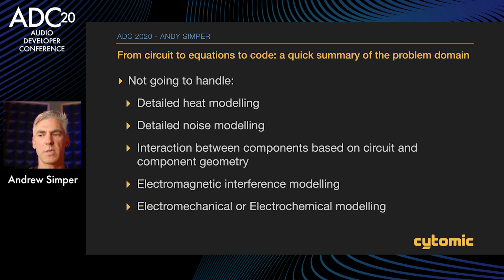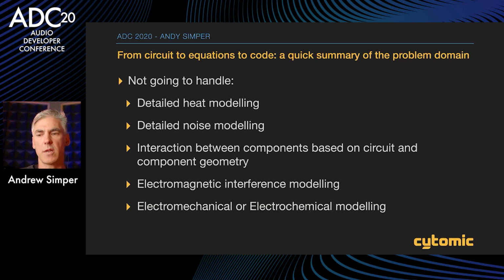Heat modeling is one of those things where, if you have two components next to each other, they'll heat each other up. And this is actually used in circuits for temperature stabilization and a bunch of stuff. Not many things handle heat modeling, even the commercial circuit simulators. It's an ongoing area of research. Noise modeling is handled a bit better, but we won't cover that today.